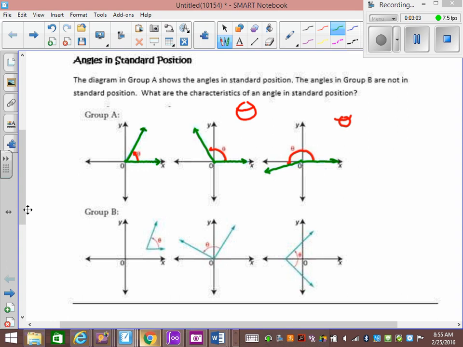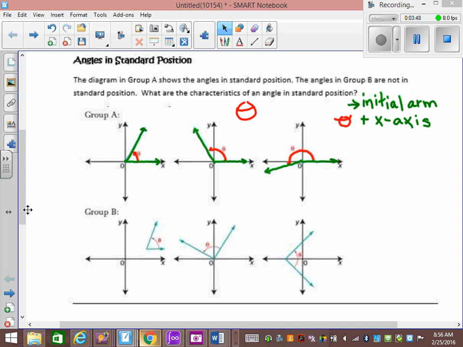The angles in standard position as opposed to the angles not. Yeah, one of the arms is always on the positive x-axis. So that's called your initial arm. That's where it starts. Your initial arm is on the positive x-axis. And then we start from that positive x-axis and we draw the angle until we hit our terminal arm, right?